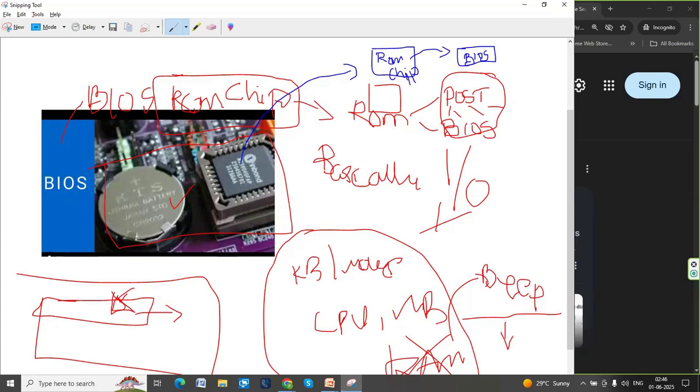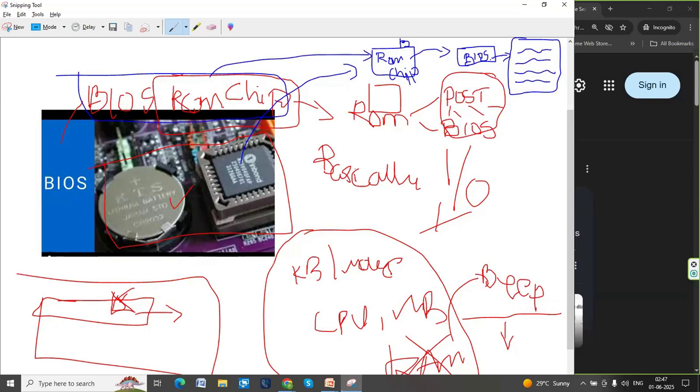ROM chip is a physical hardware. That ROM chip contains what? It contains software. The software holds the information of how exactly the hardware testing has to take place, how the operating system has to load. Those basic instructions it will hold. Due to this reason, this ROM chip is also called BIOS ROM chip.